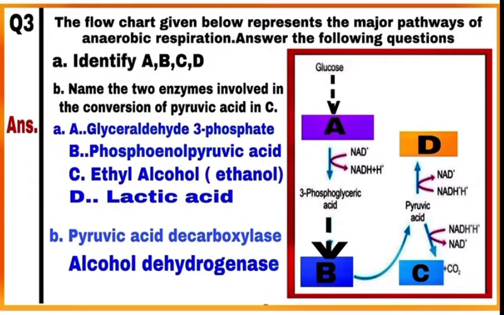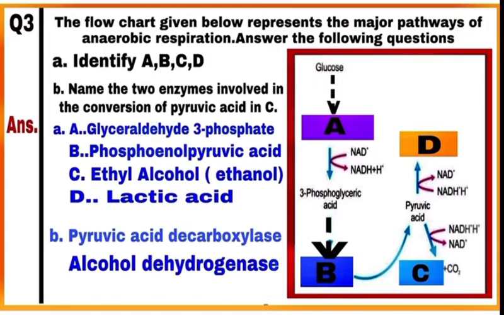Question 3. Here a flow chart shows the major pathways of anaerobic respiration. Now answer the following questions. Part A. Identify A, B, C and D. Start from glucose in the diagram.